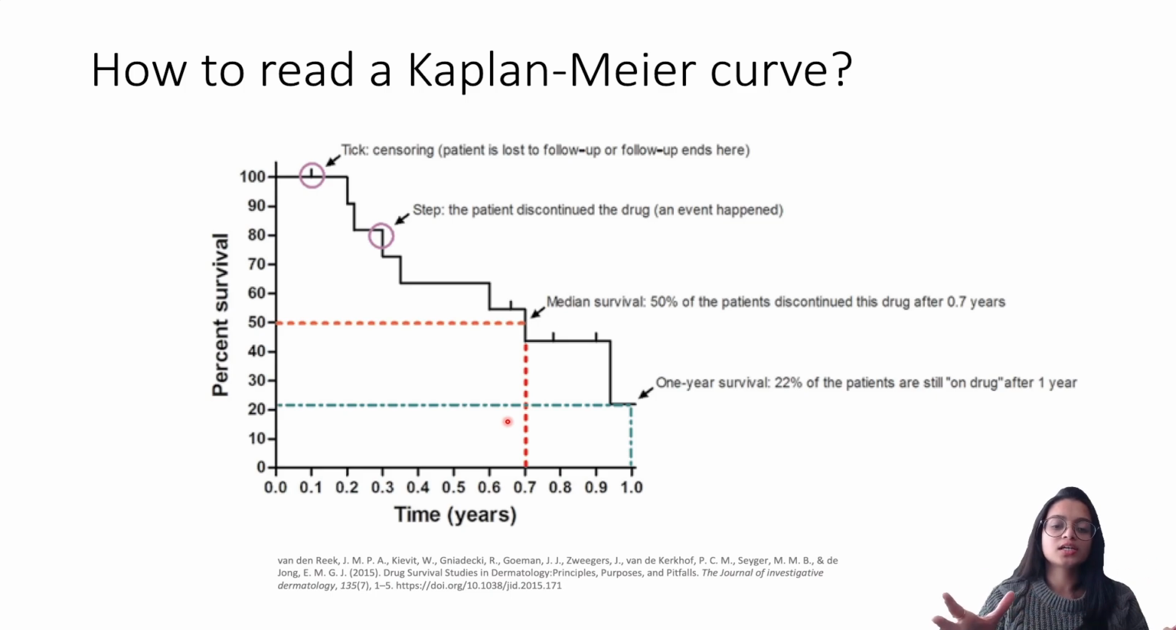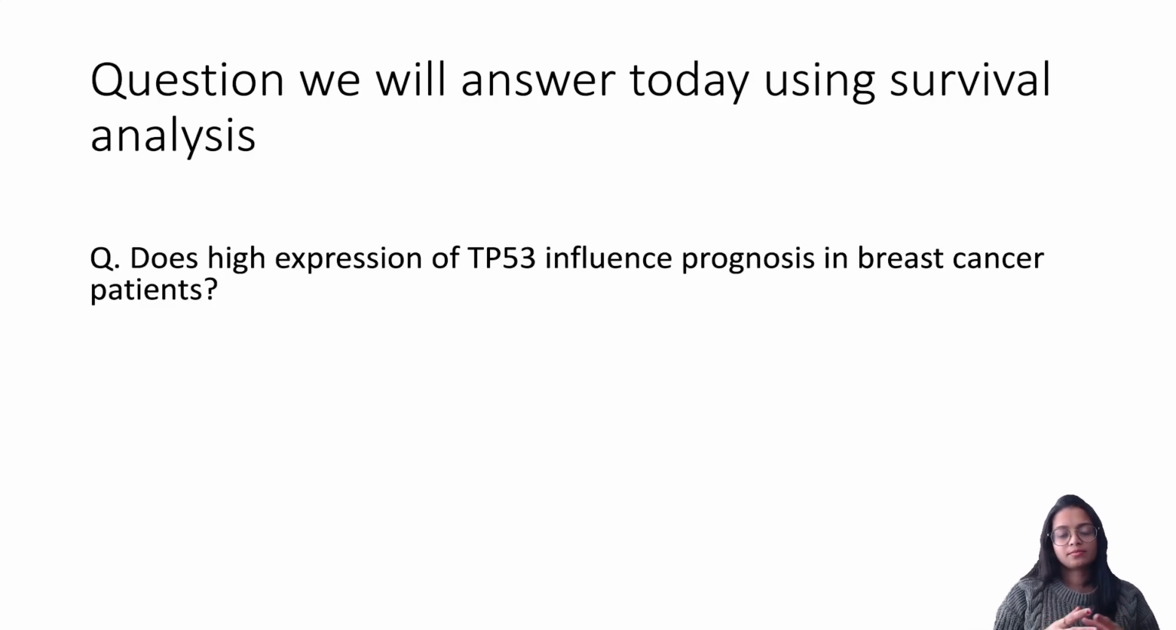So this was just a quick walkthrough on how we read the Kaplan-Meier survival curves and how we gather various information from the survival curve. For today's demonstration, the question that we will answer using survival analysis is: does high expression of TP53 influence prognosis in breast cancer patients?